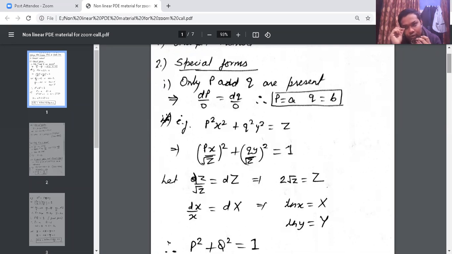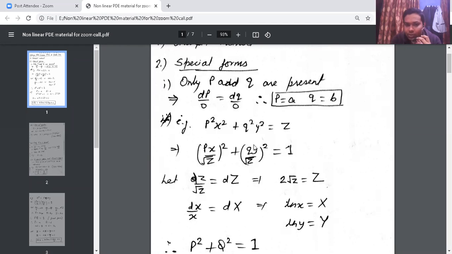If you write the Charpit equation for this, you will get dp upon 0, dq upon 0, because in the Charpit method dp upon fx plus p times fz. As the original equation is devoid of both x and z, both the terms fx and fz will be 0. So the denominator of dp will be 0. We can conclude that both p and q will be constant: dp upon 0, dq upon 0 will lead to p is some constant a, q is some constant b, and we can find the relation between a and b using the original equation.